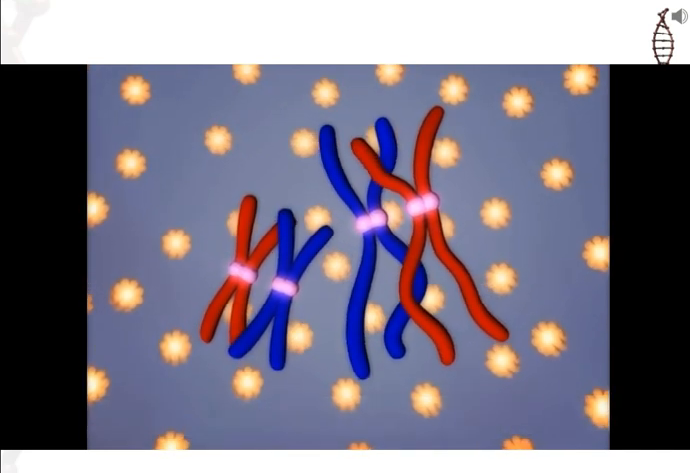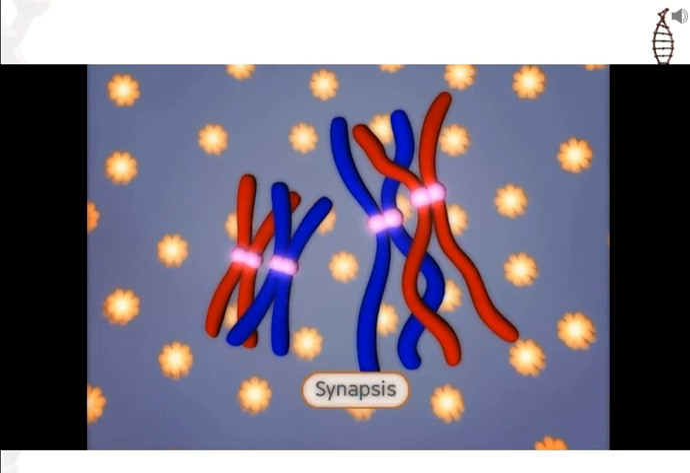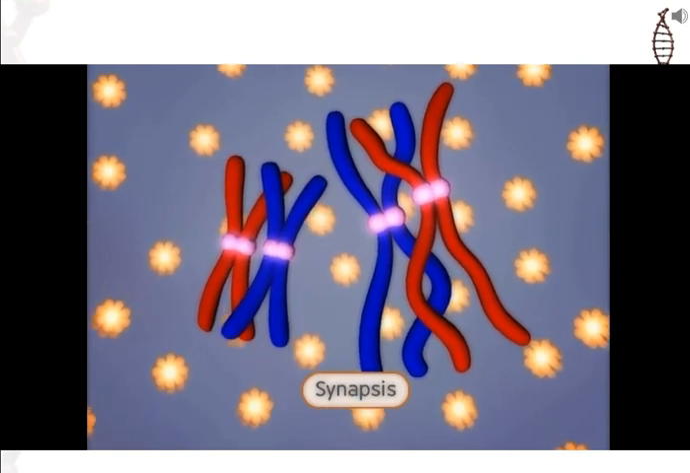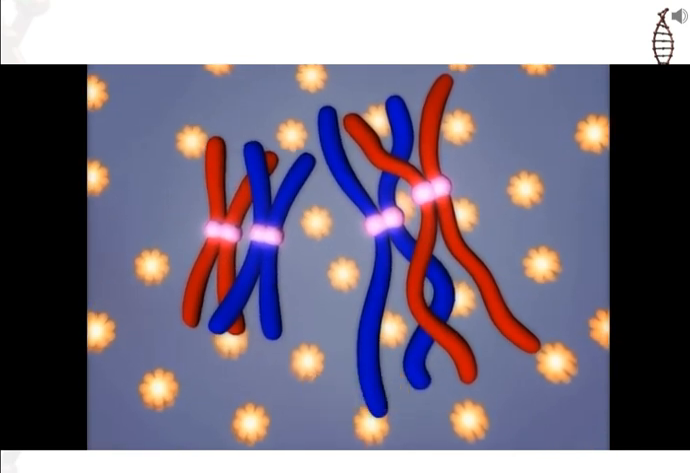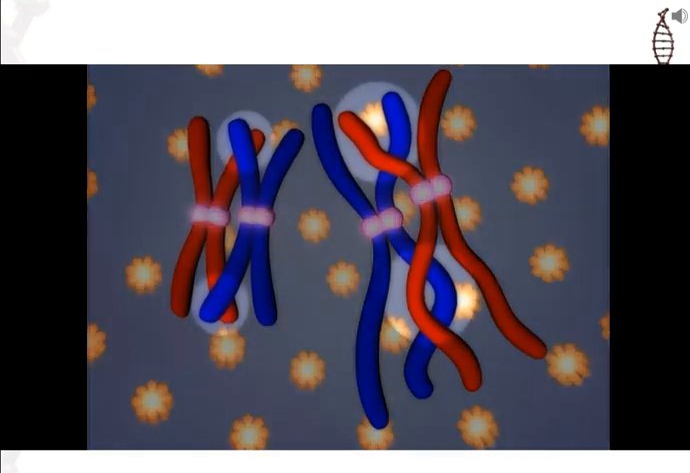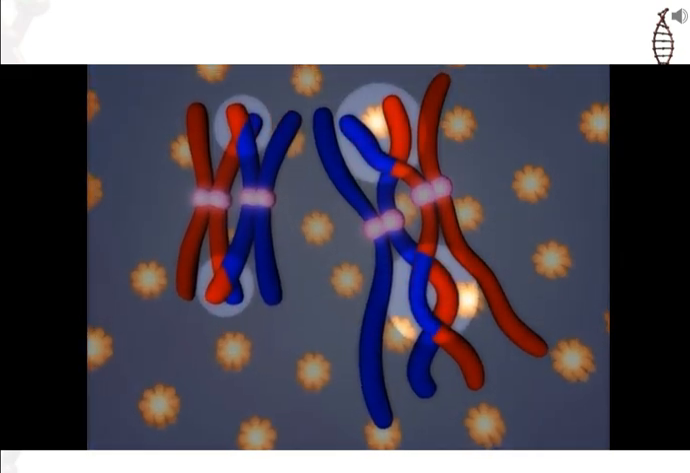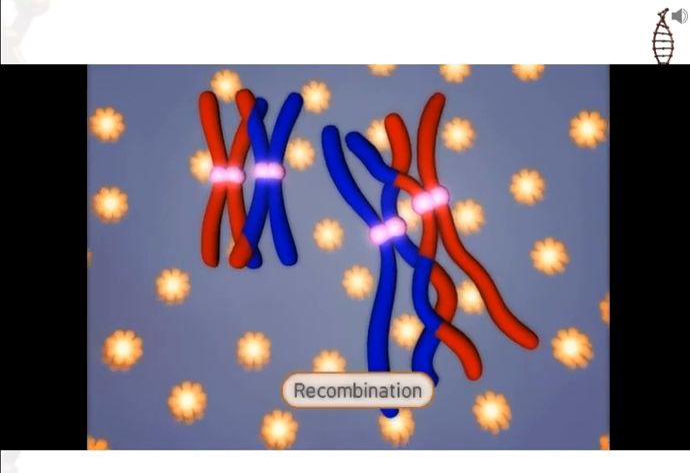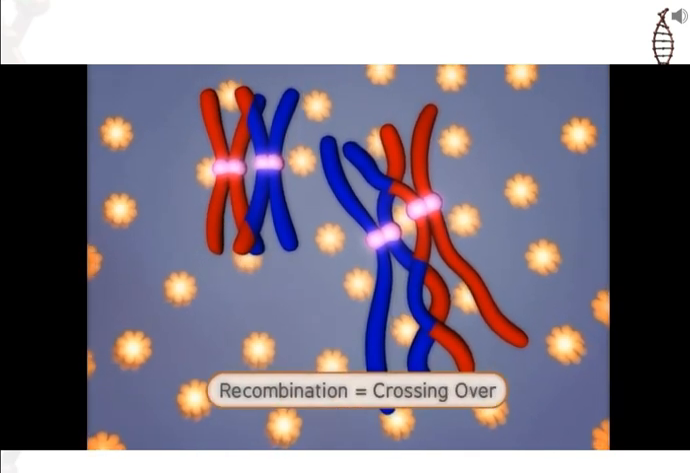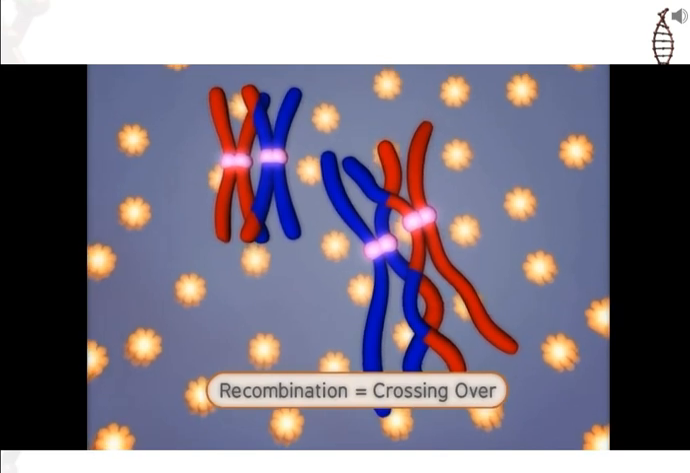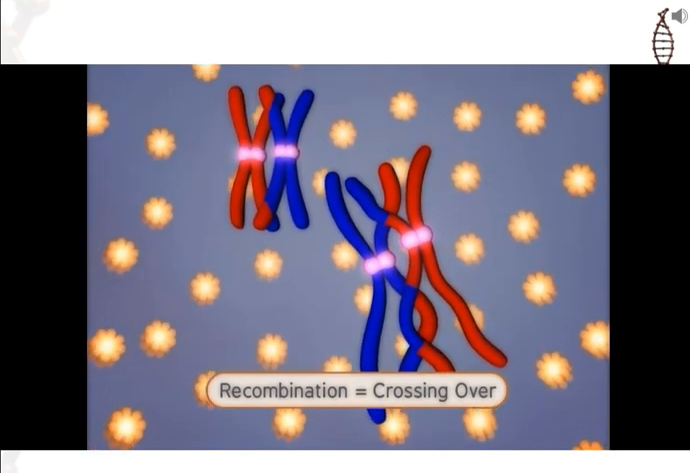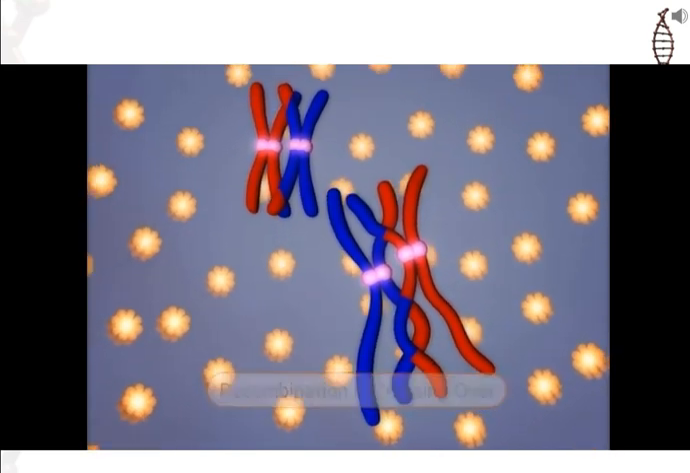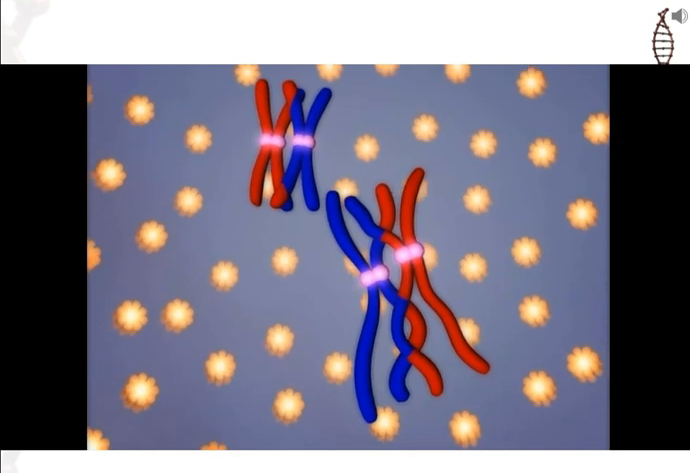Next, each pair of homologous chromosomes undergoes synapsis to form a complex involving 2 pairs of sister chromatids. Chromosomal material is exchanged between the 2 pairs of sister chromatids. This event is called recombination, or more commonly, crossing over. After crossing over, the sister chromatids for each chromosome are no longer identical to one another. This is why they are not genetically identical twins.